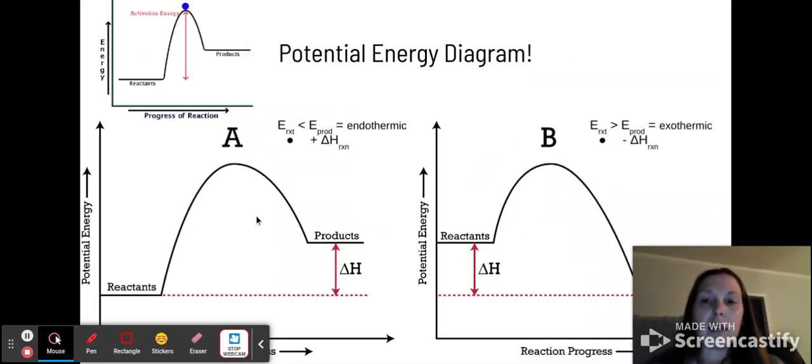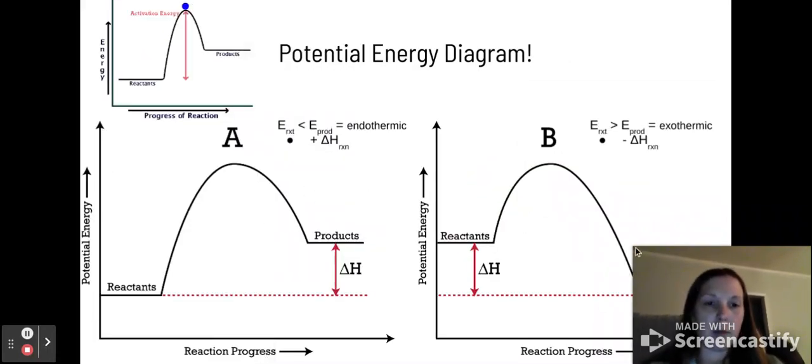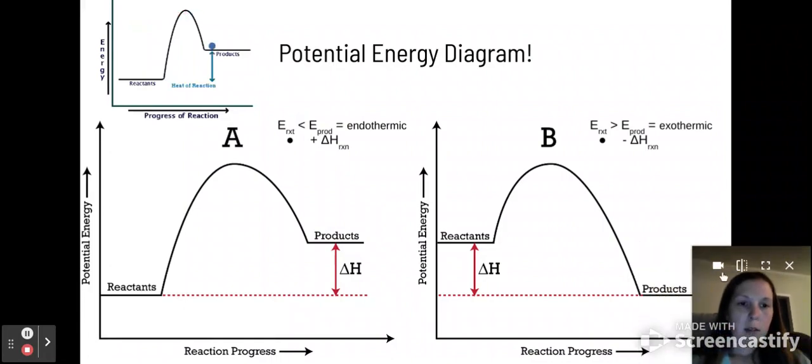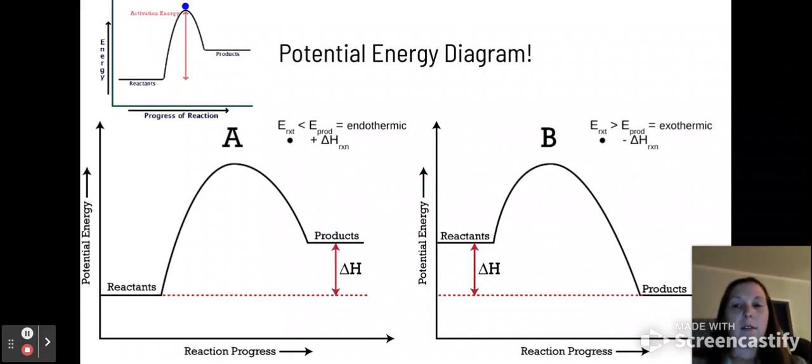So here are two different forms. We have two different forms of what are called potential energy diagrams, and we have an endothermic and an exothermic here. As you can tell too, the little GIF is labeling spots for you, and I'm going to go over them on this first one here so you can see it.